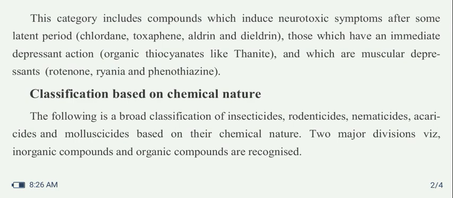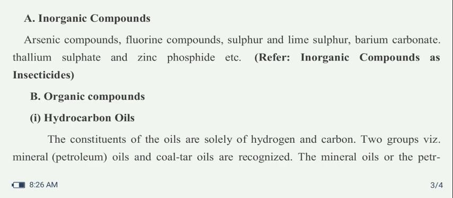Classification based on chemical nature. The following is a broad classification of insecticides, including rodenticides, nematicides, acaricides, and molluscicides, based on their chemical nature. Two major divisions, inorganic compounds and organic compounds, are recognized. Inorganic compounds: arsenic compounds, fluorine compounds, sulfur, barium carbonate, thallium sulfate, and zinc phosphate.